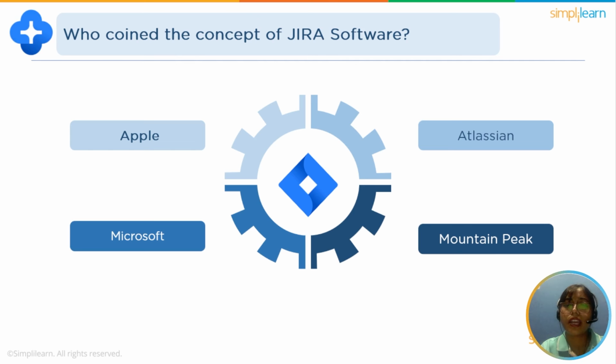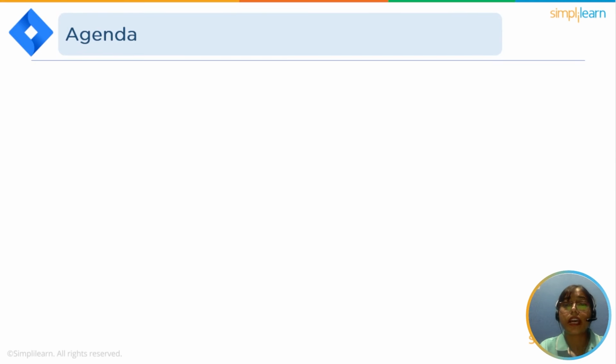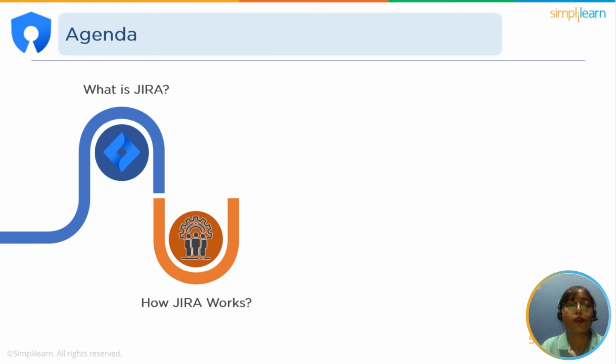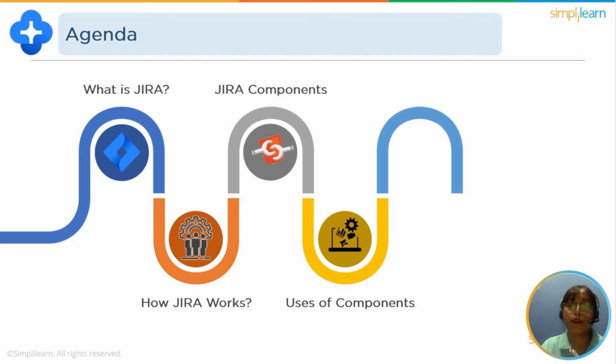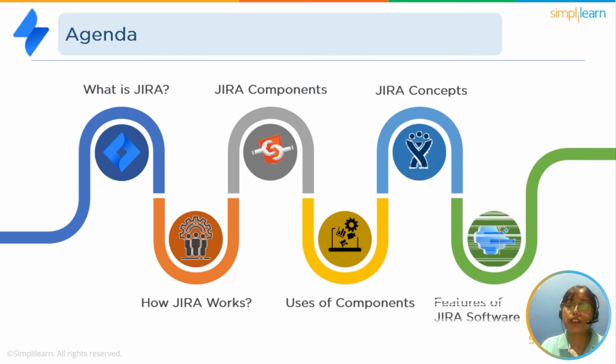Without any further delay, let's get started with the session. Now let's take a quick look at the agenda first. First, we will understand what is Jira. Moving forward, we will discuss how Jira works. Next, we will see the Jira components and their uses. Followed by, we will see the basics of Jira concepts and then features of Jira software.